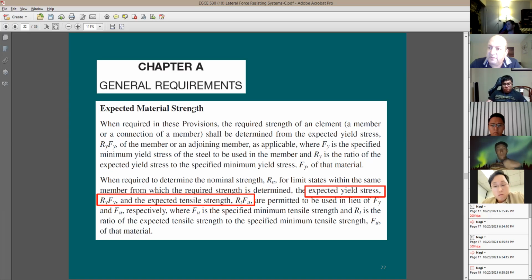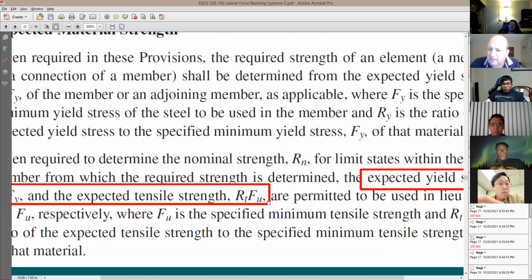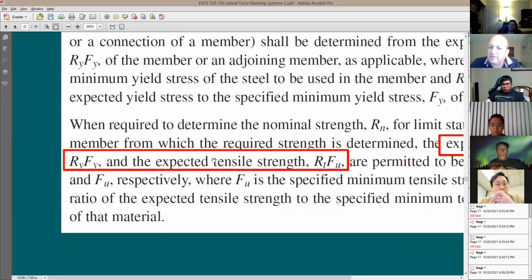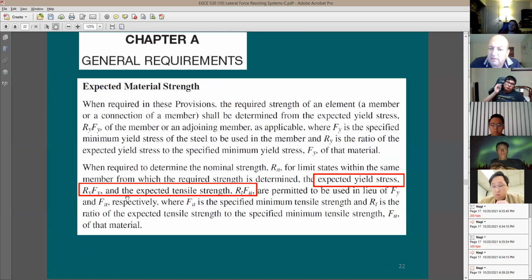And if you say here F sub U is 65, it's going to be higher by how much? It's going to be higher by this given factor. Look at this factor here, R sub Y times F sub Y. And for this factor, we're going to have tables. Same thing for the maximum strength, the ultimate strength: it's going to be R sub T times F sub U. And these are going to be the expected values, meaning we're not going to be just using F sub Y and F sub U. We're going to multiply by some factors because we know that the actual strength is going to be slightly higher than the specified strength.